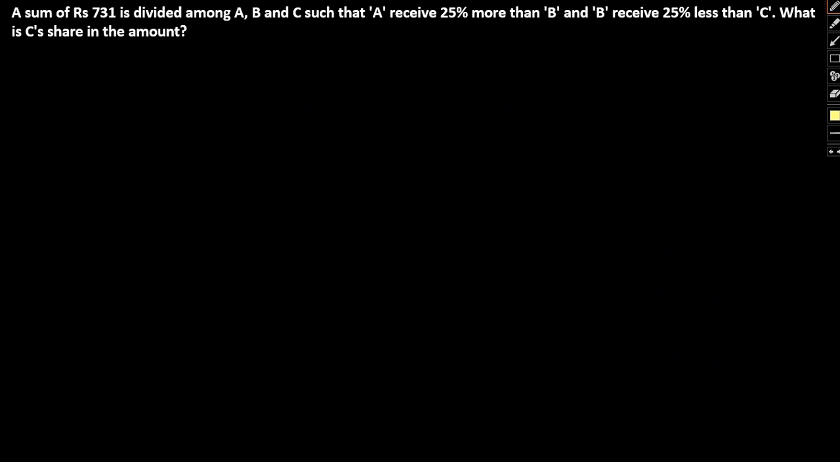Okay, so let's take the share of C's amount equal to C. Therefore B receives 25% less than C. So B will be 3 by 4 C, because simply suppose C is 100, so B will be 75. So 75 by 100 we will write as 3 by 4. So B is 3 by 4 C.